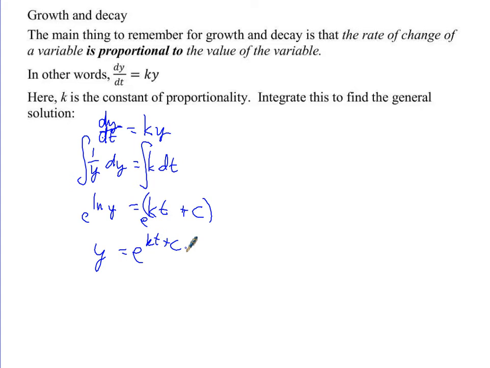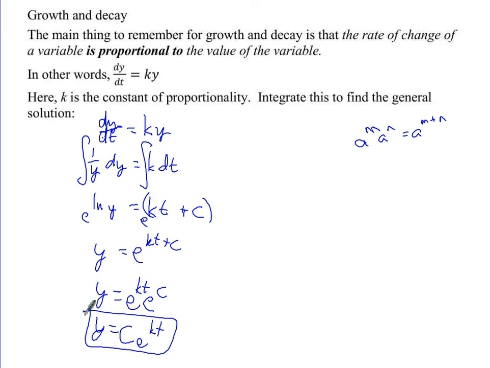To do that, we need to remember a property of exponents. If I have like bases, a to the m times a to the n, and I multiply them together, what do I do with my exponents? I add them. So I want to turn this into y equals e to the kt times the same base, e to the c. What is e to the c? It's a constant. It's just a number. So that makes it a c, which means this thing turns into e to the kt times c, or y equals c times e to the kt. And that is your general solution for exponential growth and decay.